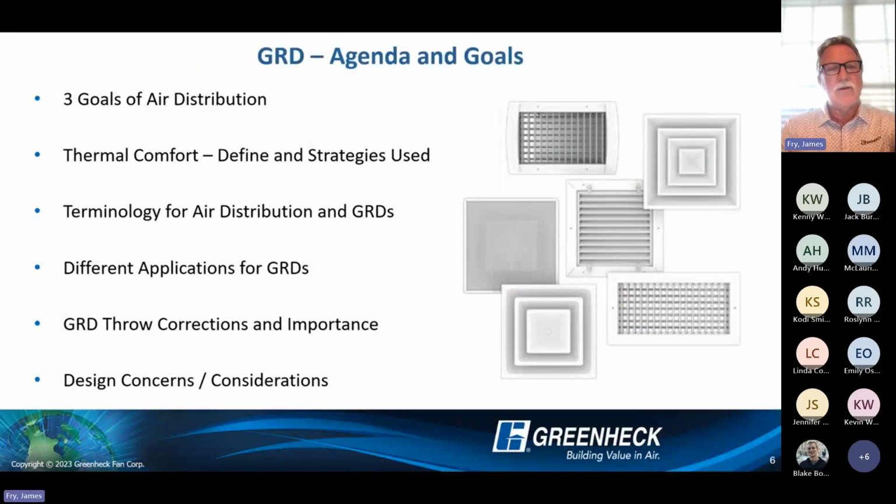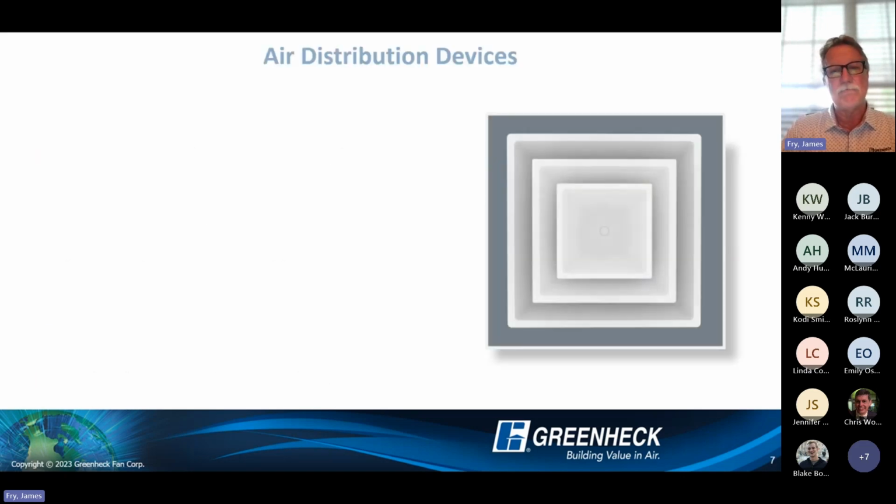What we're going to cover today, we're going to cover a few goals. This is our agenda. This is not limited to this, and it's not in any particular order, but we're going to talk about goals of air distribution. What's the thermal comfort definition? Some terminology that we typically use might be very elementary to most of you, but it's something that needs to be understood. Different applications for air distribution, some throw corrections and importance on heating to cooling and adjustability, and of course we've got some design concerns that we can also talk about.